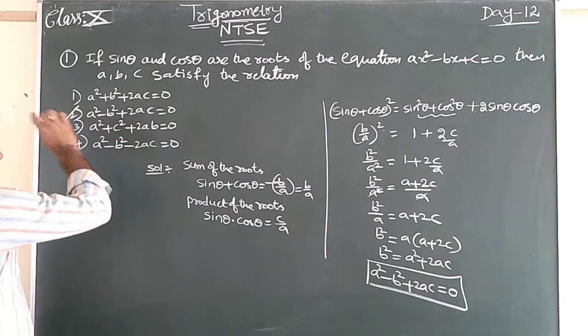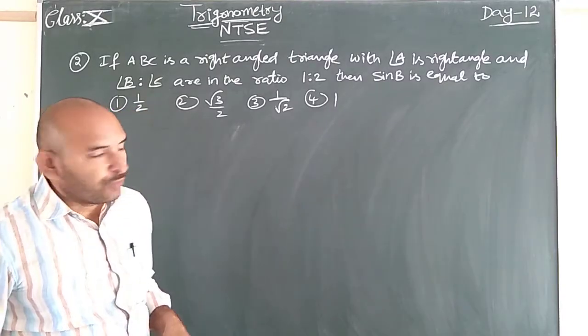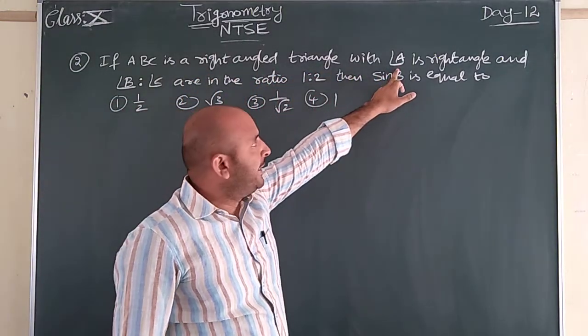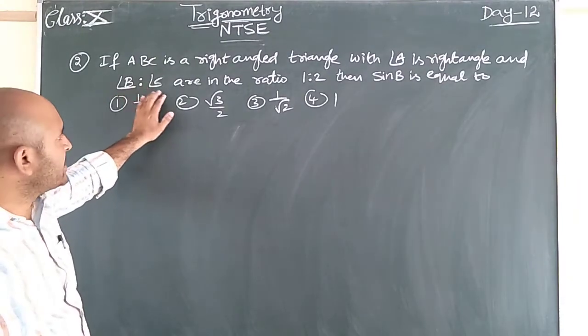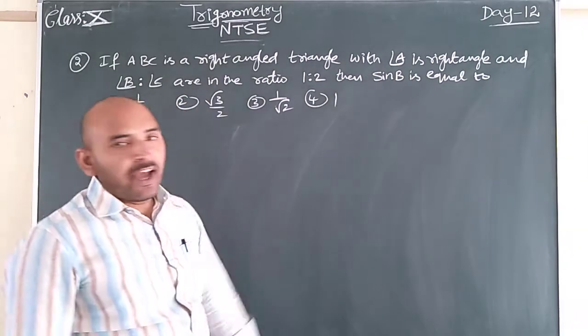Second question. Next, question number 2. If ABC is a right angle triangle with angle A a right angle, and angle B to angle C is in the ratio 1:2, then what is the value of sin B?